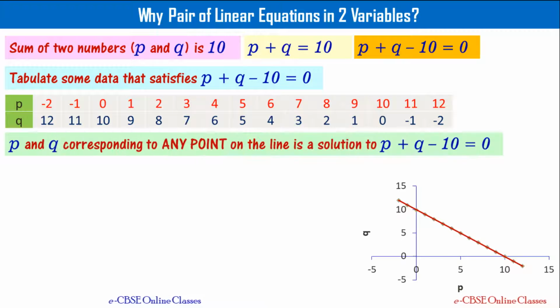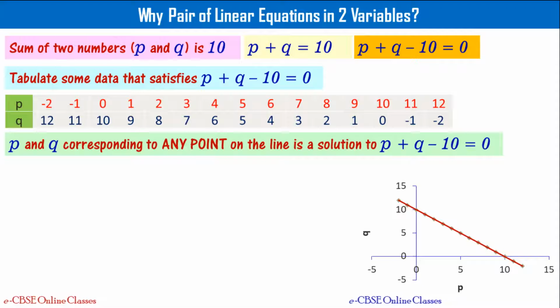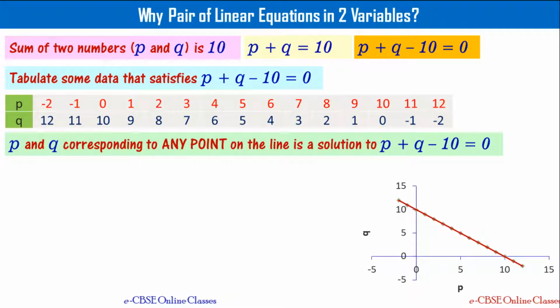We can now say that p and q corresponding to any point on the line is a solution to p plus q minus 10 equal to 0. For example, if I take p equal to minus 2, then q is going to be 12 and it satisfies p plus q minus 10 equal to 0. If I take p equal to 5, then q is going to be 5. If I take p equal to 9, q is going to be 1. And if I take p equal to 10, q is going to be 0, like that. One can pick n number of possible combinations for p and q that satisfy p plus q minus 10 equal to 0.